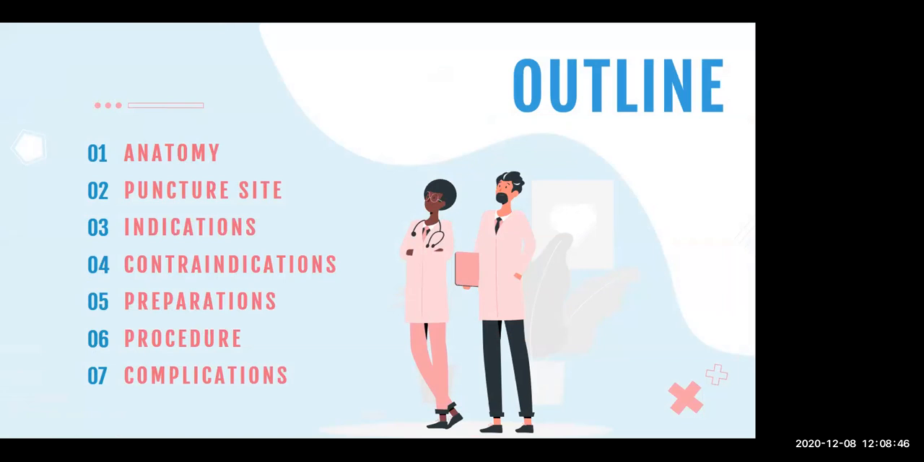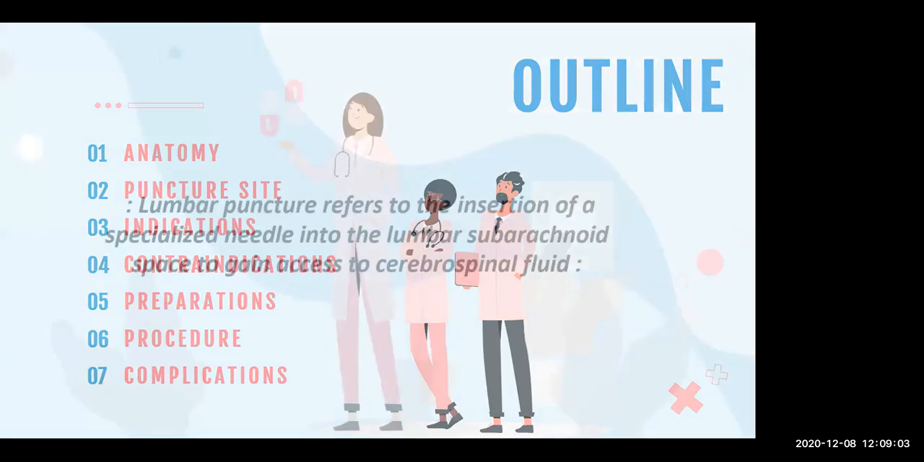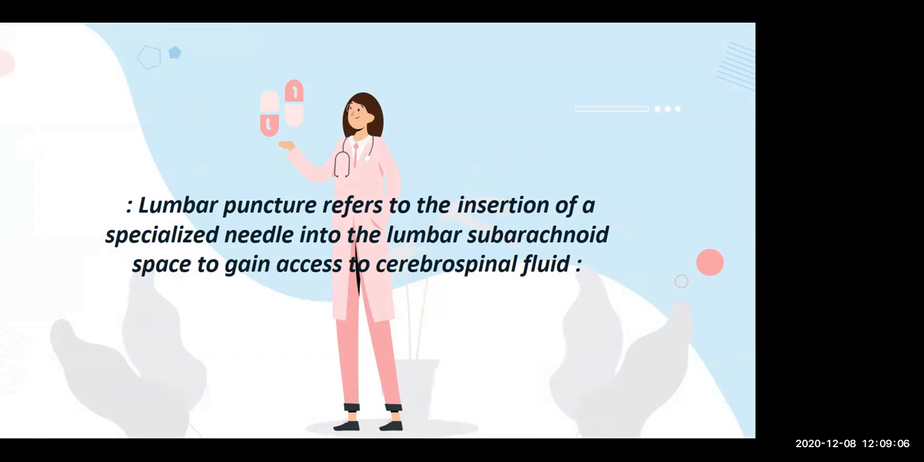Basically, one thing that we need to know is that lumbar puncture is one of the important procedures since it is related to one's central nervous system, either in pediatric patients or even in adults. So it can be commonly done. So what is lumbar puncture? It refers to the insertion of a specialized needle, which is a spinal needle, into the lumbar subarachnoid space to gain access to the cerebrospinal fluid, the CSF.